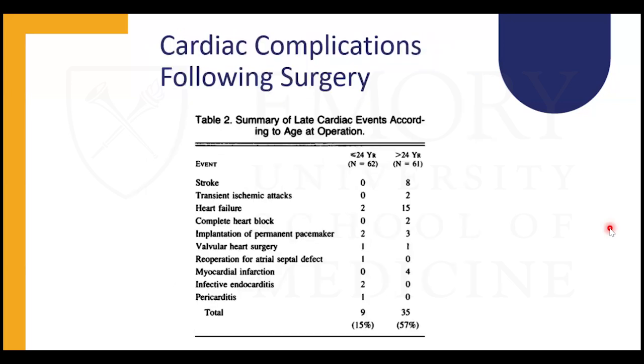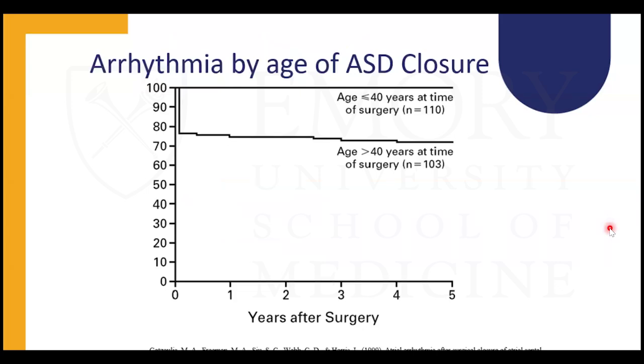If we look at the cardiac complications following surgery, younger patients tend to have a very low rate of complications, whereas patients over 24 years old have a higher risk, with heart failure and stroke being two of the most common complications. If we look at arrhythmias following atrial septal defect closure, the initial teaching was if you close at less than 40 years of age, there's really not a significant increased risk of arrhythmias, versus above 40, there's an increased risk. And this is only looking at 5 years out of surgery.